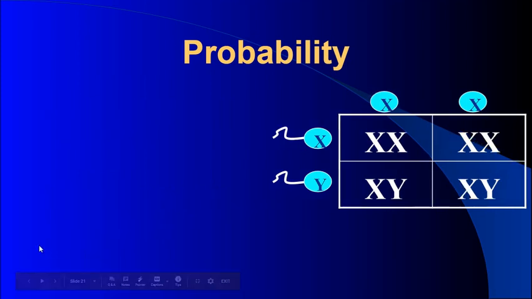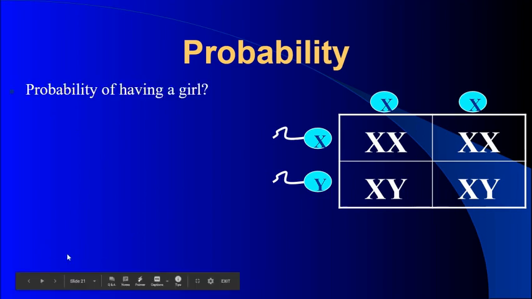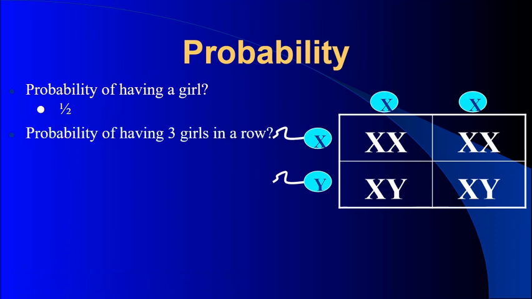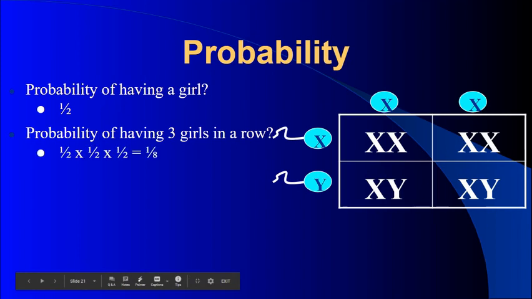So now probabilities based on this Punnett square. First, like we said, the probability of having a girl is 1/2 or 50%. The probability of having 3 girls in a row is like one of those mouse problems we just completed. We want 3 girls all at the same time, which means we have to multiply individual probabilities. So that means we're going to take 1/2 times 1/2 times 1/2. So 1 times 1 times 1 is 1. 2 times 2 times 2 is 8.